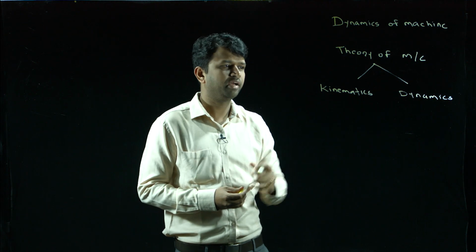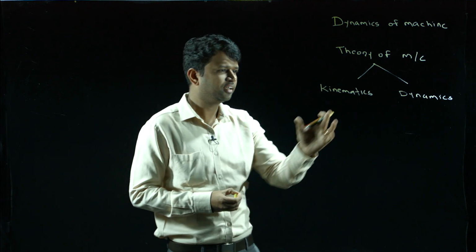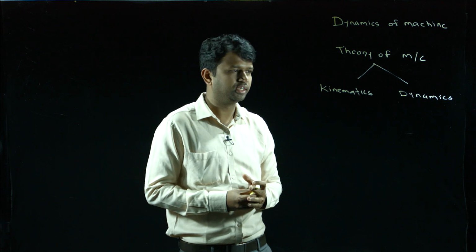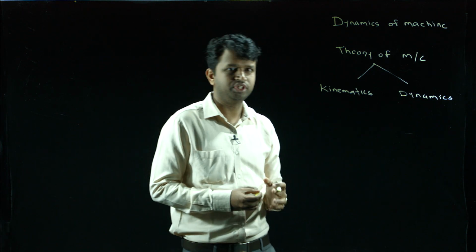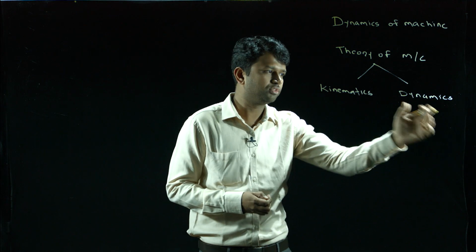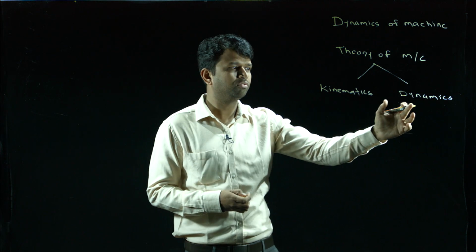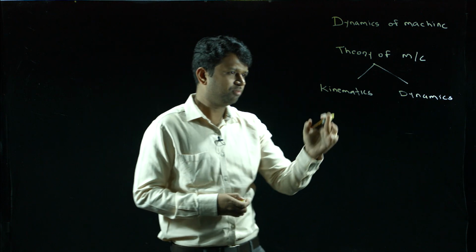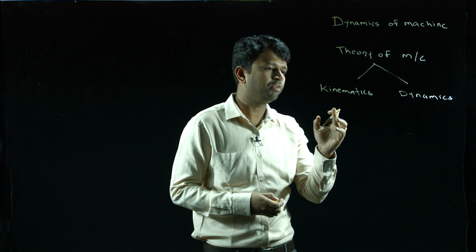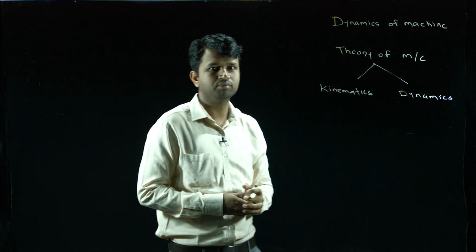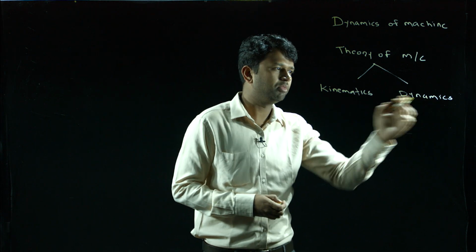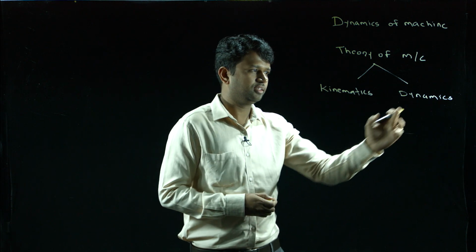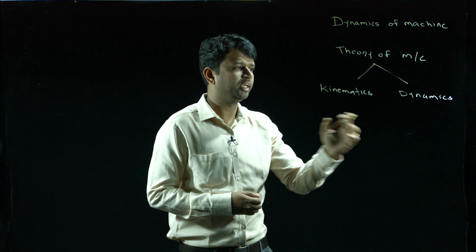So basically in kinematics of machine, we are interested in motion of the object or the motion of various links in the machine, and in dynamics of machine, we are interested in the motion of the links as well as the force which are acting on the various links of the machine. So basically in kinematics of machine, we have neglected the force which is acting on the machine member, whereas in dynamics of machine, we are considering the force which is acting on the various links.